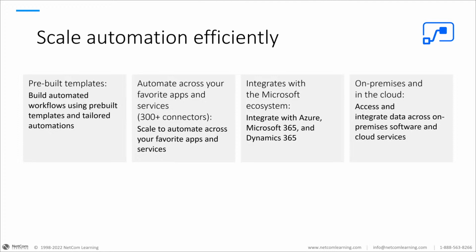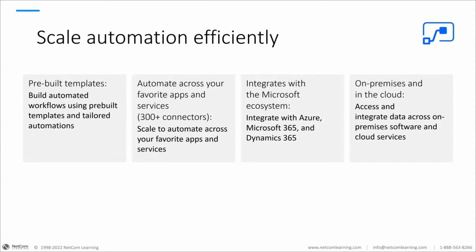Scaling, because we do need to be able to scale out automation and make it efficient. We need to be able to do certain things in the system to improve the business processes. So first of all, using pre-built templates. As I mentioned before, there are a number of built-in or pre-built automation tasks, workflows that can be used that are basically templates and then tailored for your specific organization for automation.